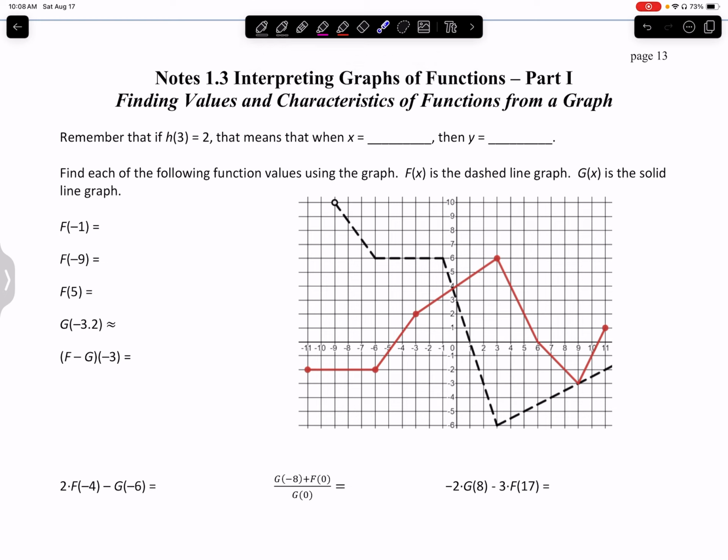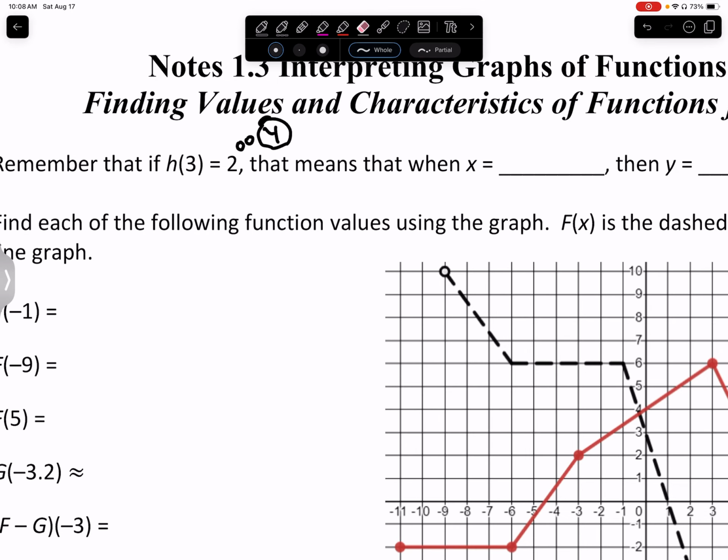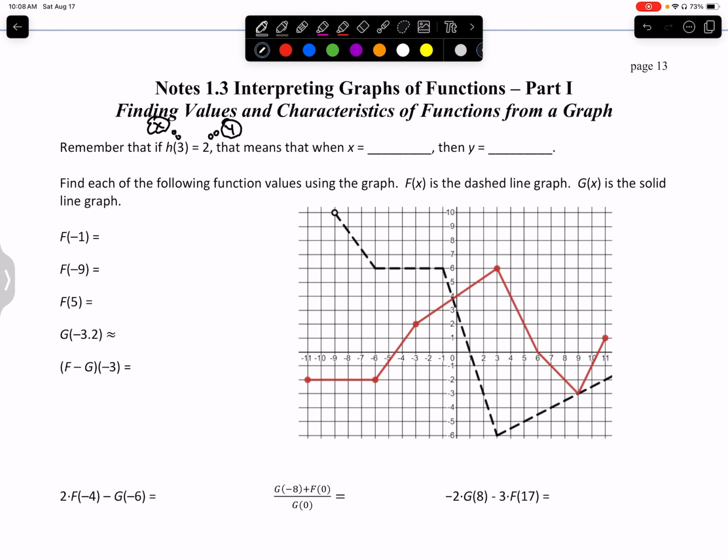So first thing, if you have the statement h of 3 equals 2, what does that mean? Well, this 2 here is your y value, and this x that you're plugging into the function, 3, is your x value. So that means that when x is 3, the y value is going to be 2. Super important to know that you're plugging in the x value here, and the result is a y value.